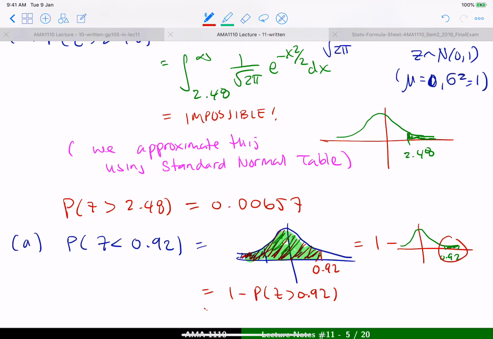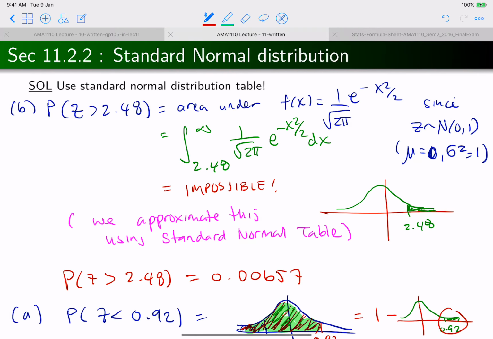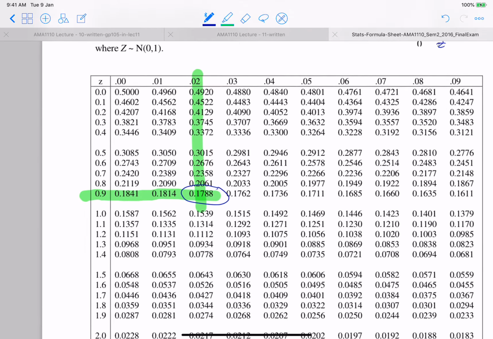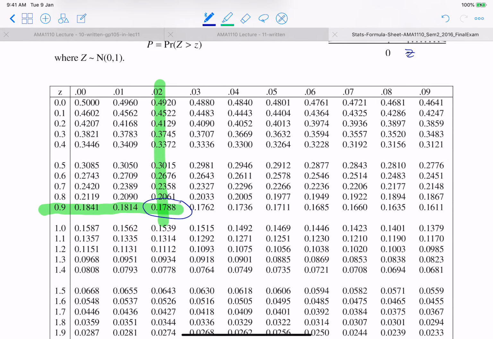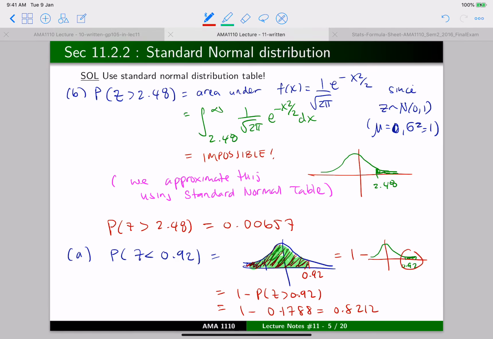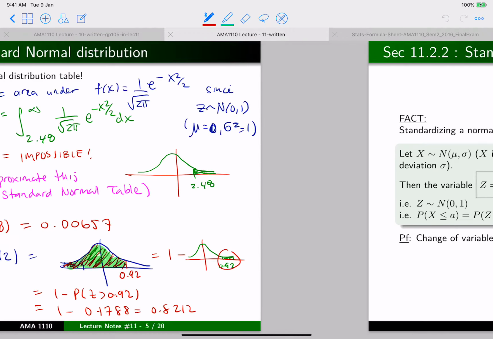And we know this one. Look for the area to the right of 0.92. Look for 0.9. 0.9 is here. And then we go across until we add 0.02. Go down, and 0.1788 will be the area. So this will be 1 minus 0.1788. You basically see what's going on.